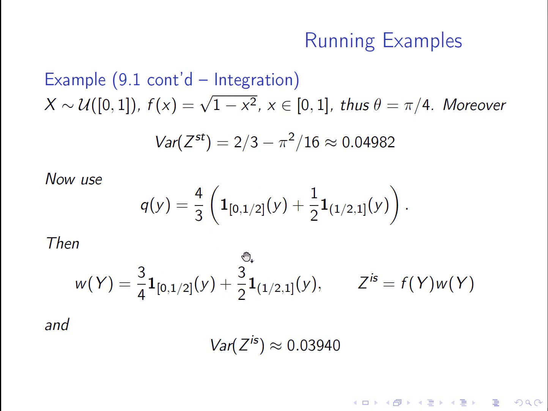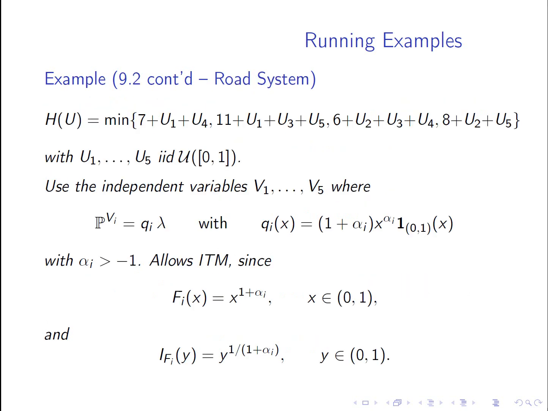Okay. That's our integration problem. What's happening for our road network problem? So what's happening for our road system? Here you can try, as I always say, many things. Here I tried the importance sampling densities q_i. q_i is given by (1 + alpha_i) times x to the power alpha_i, times the indicator function of the open interval (0,1). If alpha_i is 0, then we have our initial case, the uniform distribution on (0,1).